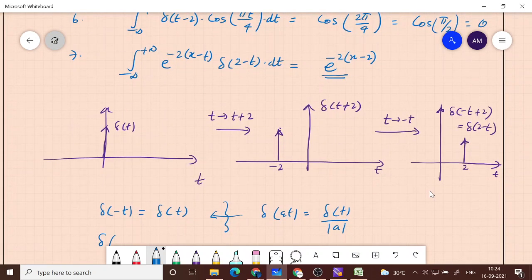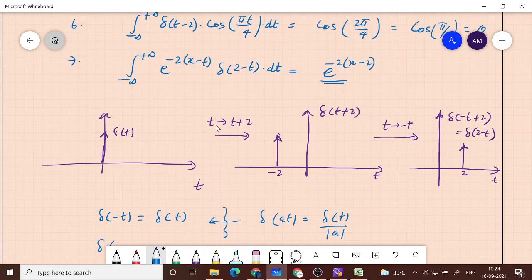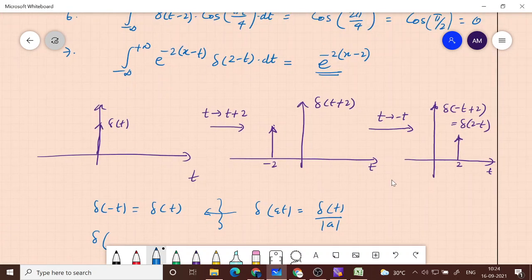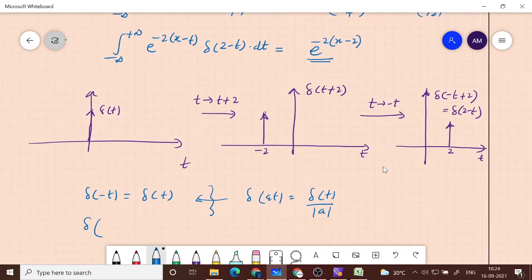If you take that as the first step, instead of doing shifting as the first step — I always told you that when you do it graphically, you can safely do it by shifting first and then do the other operation later. But if I have to do this one first, then you need to be careful about the shifting. We have delta of minus t, which is the same function as delta of t, so if I plot it, it will be the same as this itself.